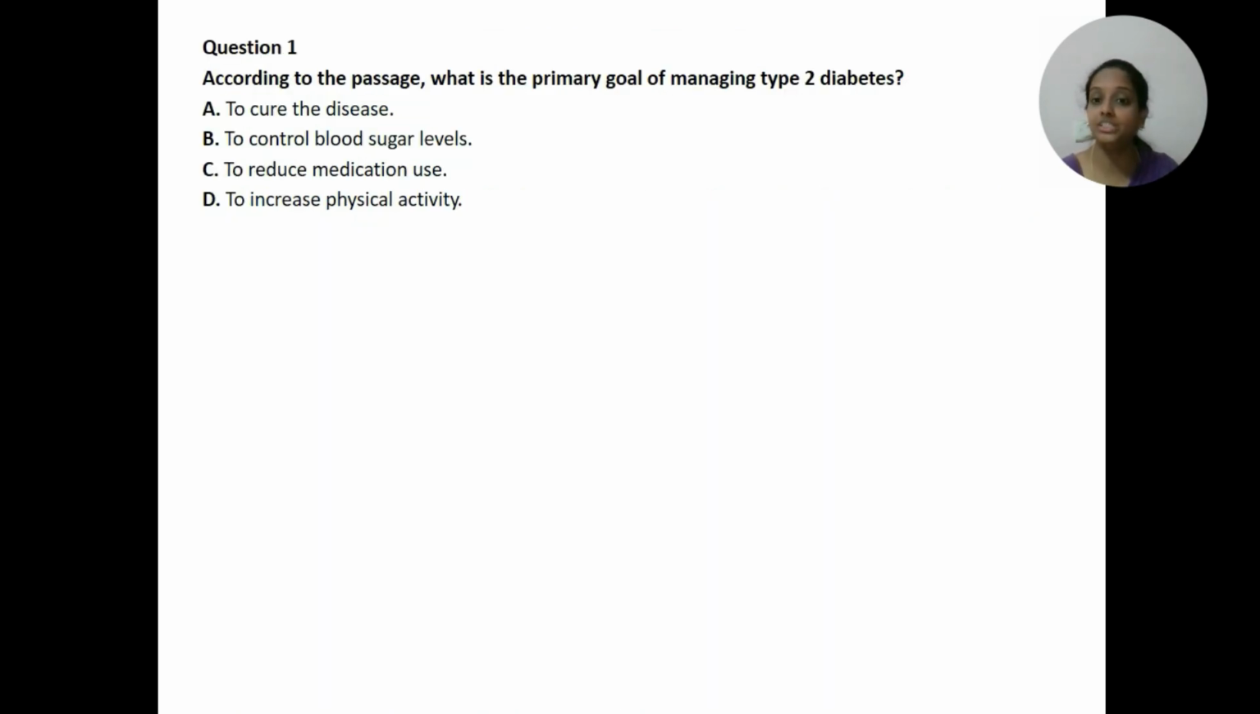Option A is again incorrect because the passage clearly states that there is no cure for diabetes. Option C may sound reasonable, but the passage never says the goal is to reduce medication. Medication is described as one part of effective management. And option D is another distractor. Physical activity is important, but it is only one component of diabetes management, not the primary goal. So, when a question asks for the primary goal, you have to focus on the author's main message rather than supporting details. Got it? And let's move on to the second question.